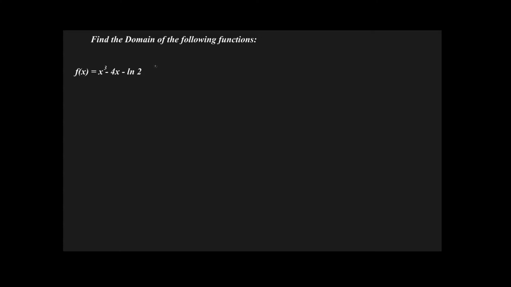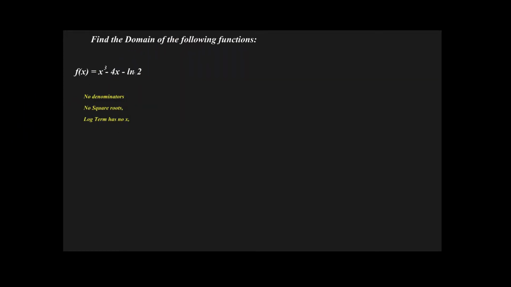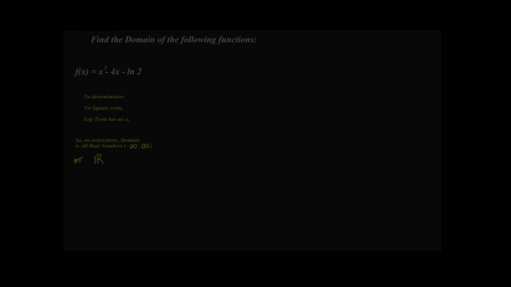So let's get started. When we look at this first problem, right off the bat you should ask yourself, are there any denominators or square roots? In this case, there are no denominators, no square roots or even roots, and our x is absent from the ln of 2. So this is just a number, 0.69 something. You can get your calculator and figure out what it is if you want to. But the point is, it's not a variable, so there's no restrictions for natural logs.